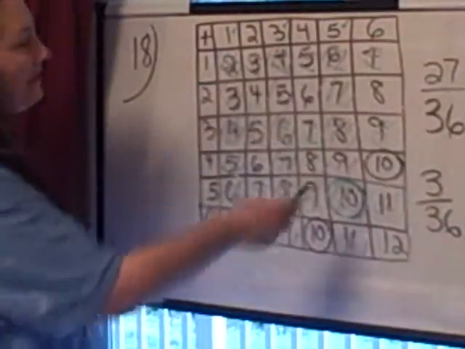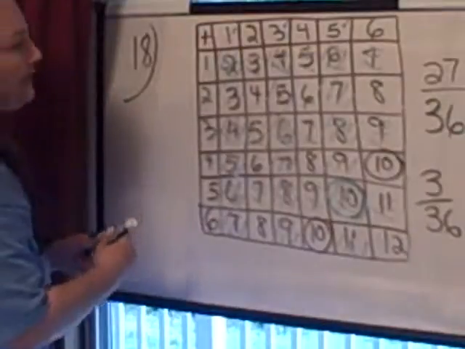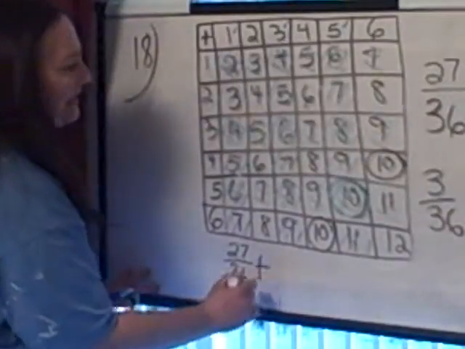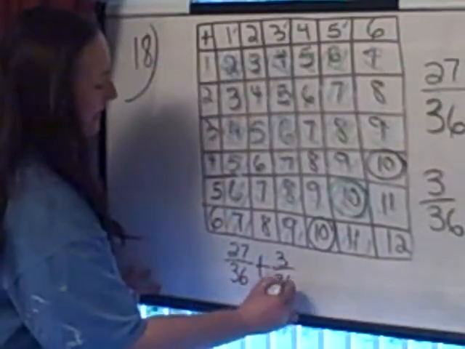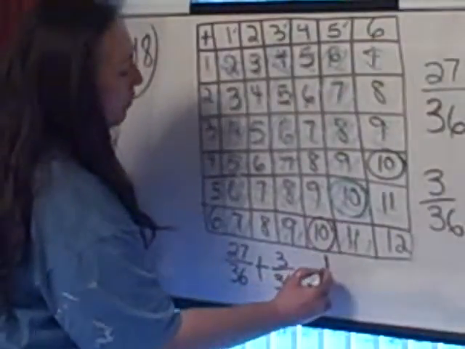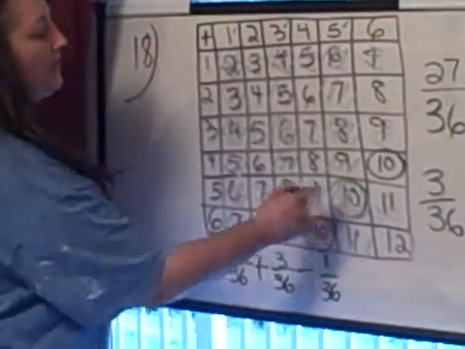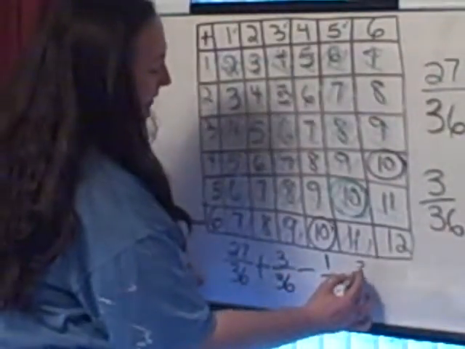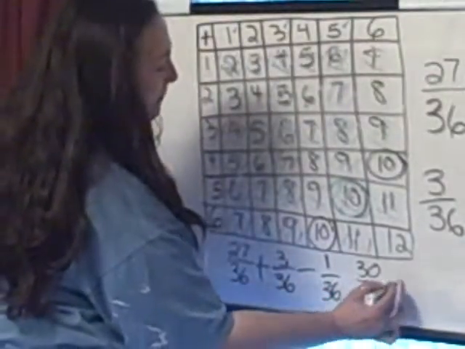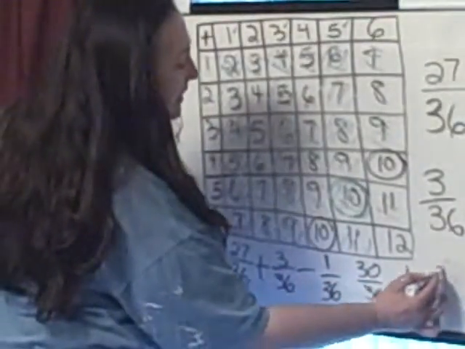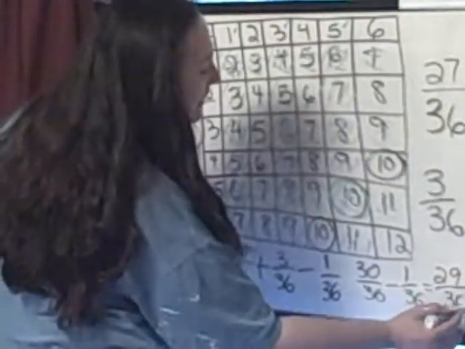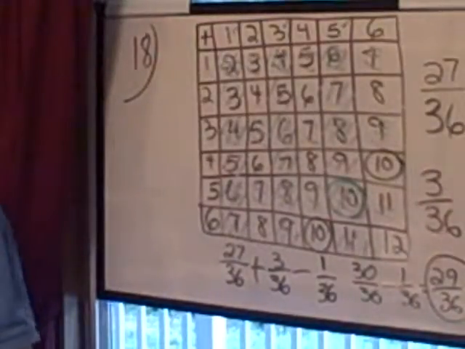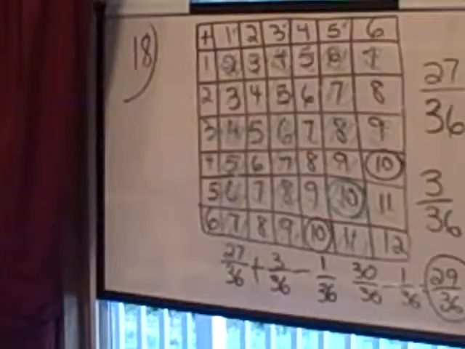So the way to find out the answer to this probability is take the 27 over 36, add it to the 3 over 36, and then from that we subtract 1 over 36 to represent the one that was double counted. 27 plus 3 is 30 over 36 minus 1 over 36, which is then 29 over 36. And that would be the probability for number 18.